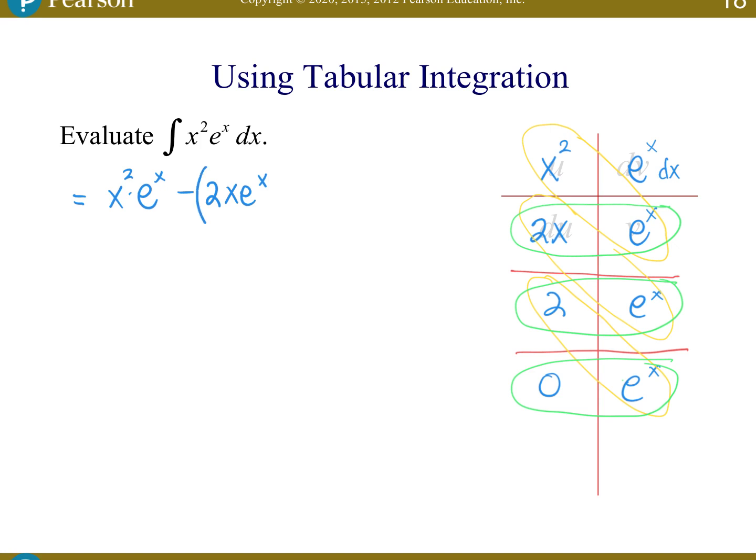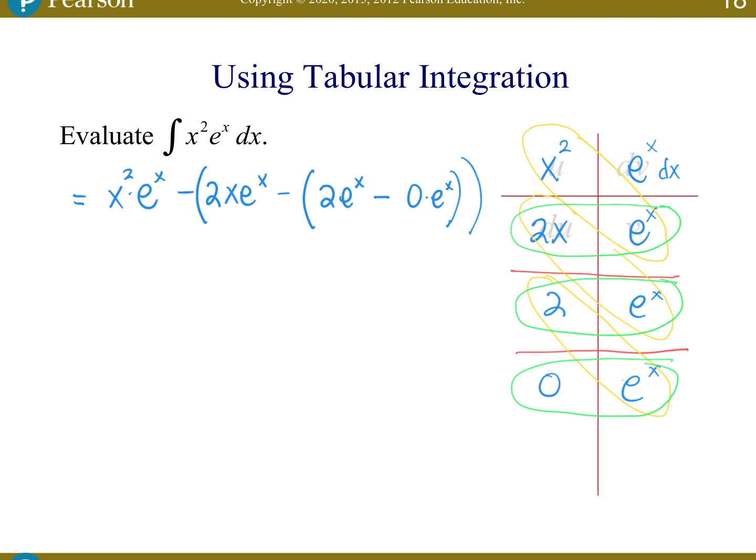I should put parentheses, I apologize. And then minus the next diagonal combination, which would be 2 e to the x, minus the final combination, which is the last horizontal one, which would be 0 with e to the x. And then we close out all our parentheses. Kaboom.